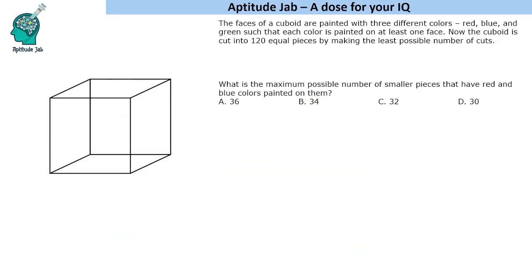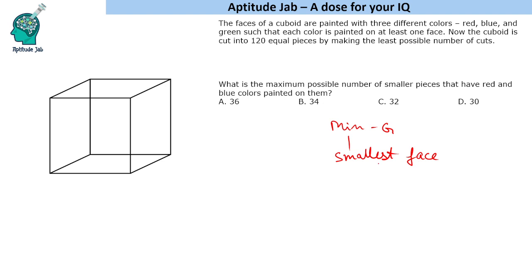Next question. What is the maximum possible number of smaller pieces that have red and blue colors painted on them? So we have to maximize the number of pieces that have both red and blue colors painted on them. We have red, blue, and green, right? So we want to minimize green as much as possible. Minimizing green means using the smallest face.